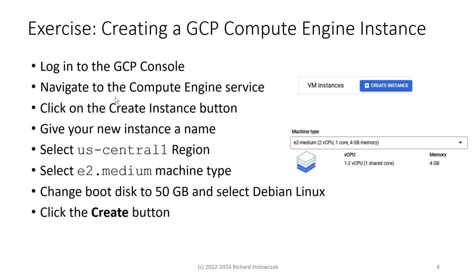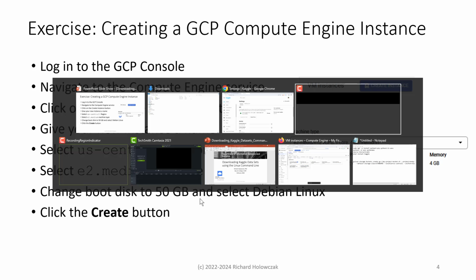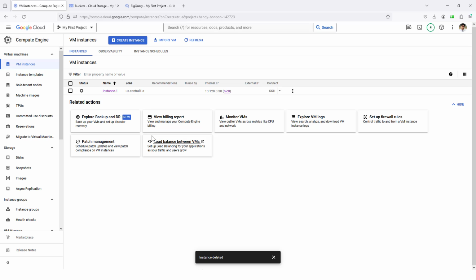Now what we're going to do is we're going to go to our Google Cloud Platform console. We're going to go to Compute Engine, click on the Create Instance button. We're going to use the US Central Region, an E2 medium machine type, and we're going to change that boot disk to about 50 gigabytes so that we have enough room to download and work with our files.